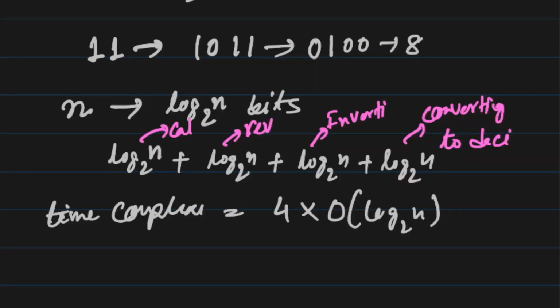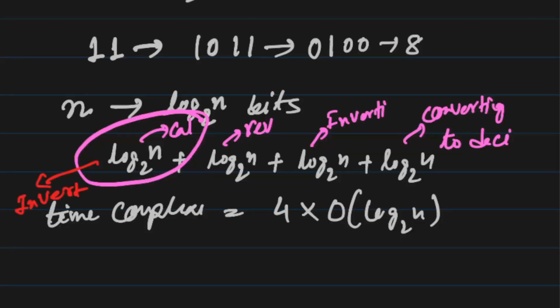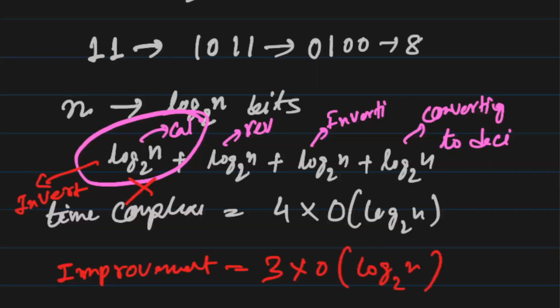Whenever we are doing this calculation, we can invert here only. So we don't have to take this one. After the improvement, our complexity is going to look like 3 into O of log of 2n, right?